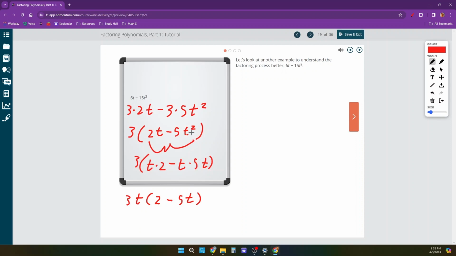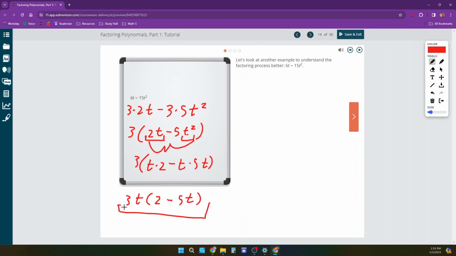Now, you may ask why I didn't take out both t's from our second term, the t squared term. Well, that's because our first term only had one t. So that's also what is meant by greatest common factor. You can't just take out whatever you want. You need to make sure that whatever you take out is shared by whatever you are factoring. So that is why, with 6t minus 15t squared, you can only take out a 3t and nothing more. So this is our fully factored form.